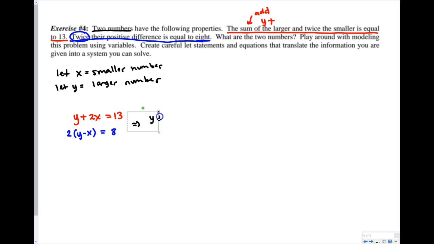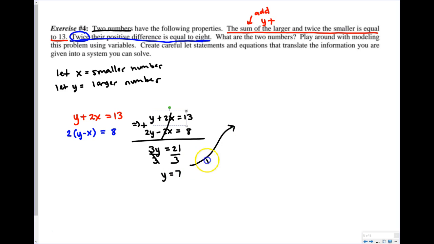So this stays y plus 2x equals 13, and this says 2y minus 2x equals 8, and this is really awesome that both the coefficients are opposite, so we can just eliminate them right away. They cancel out. 2y plus y is 3y, and 13 plus 8 is 21. Divide both sides by 3, and y equals 7.